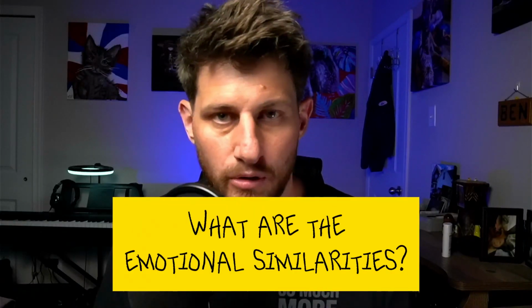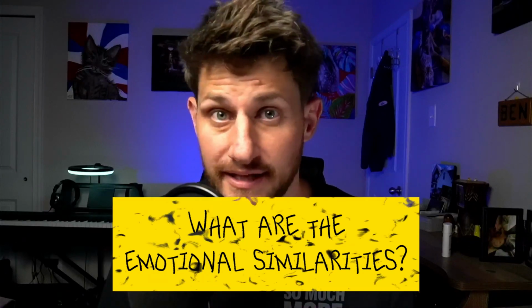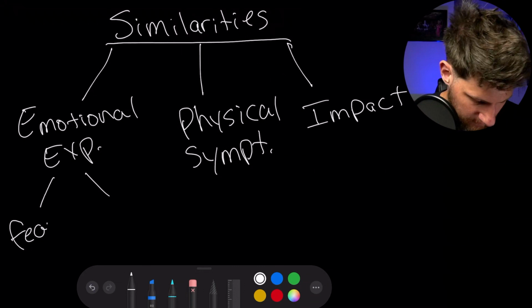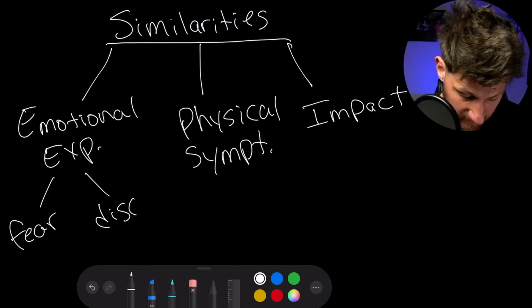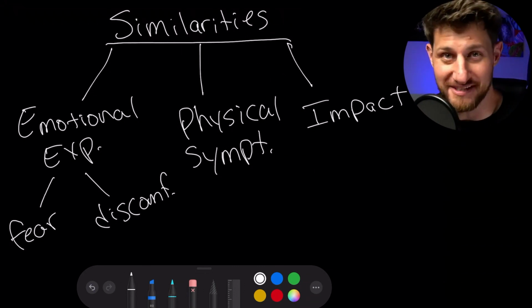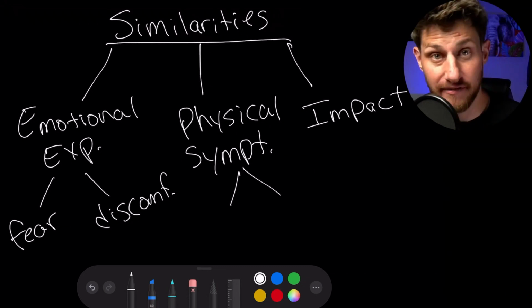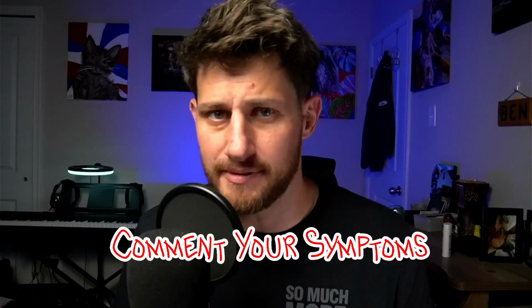What are some of the emotional experiences that both of these things have in common? For instance, both of them have fear and discomfort. I think we can agree on the fear and discomfort part for anxiety and panic attacks, right? Now, when it comes to the physical symptoms, there's plenty of experiences to go around here. So if yours isn't talked about, put in the comments something you experience because we want everyone to understand that they're not alone, because you never know who that might help.